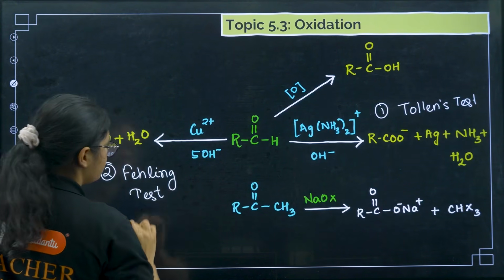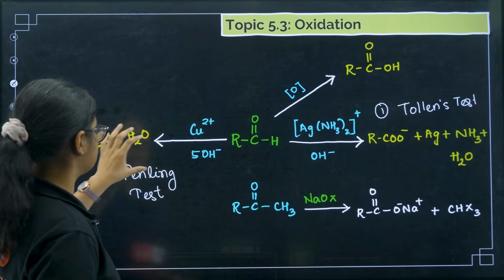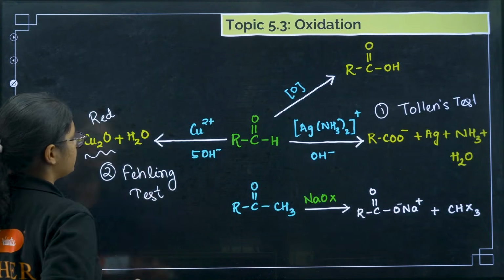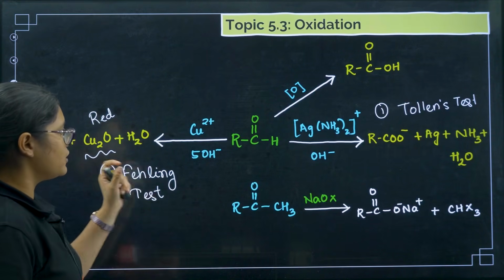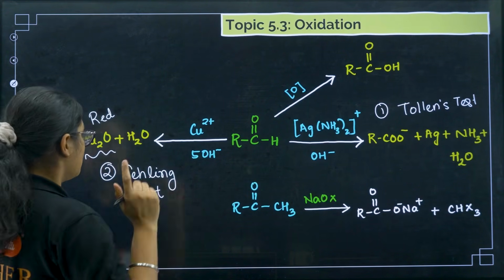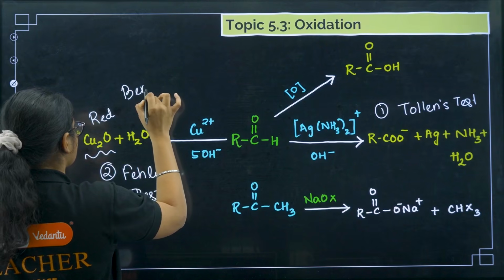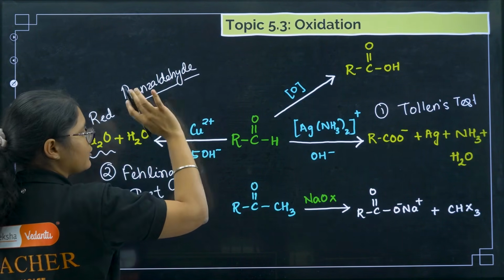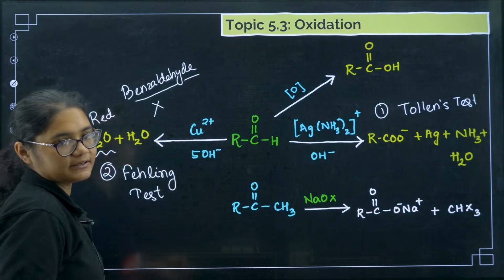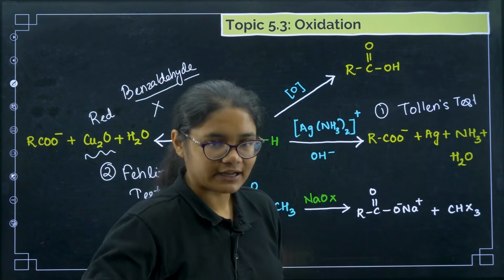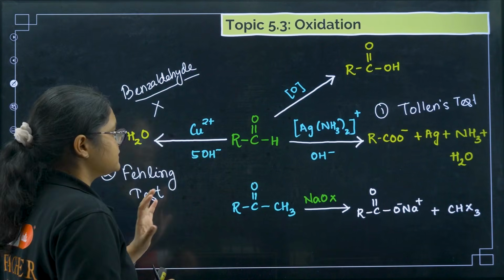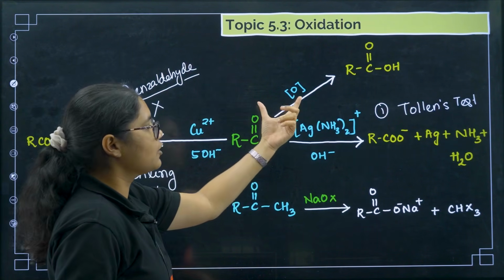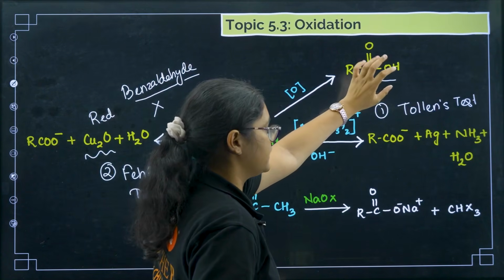Now when you take this, you get Cu2O. The color of this Cu2O should be known, that is a red precipitate. One more thing: all aldehydes will show this reaction, except benzaldehyde. Benzaldehyde, or any aromatic aldehyde, does not show Fehling's reaction. The reason for this I will tell you after some time. Next, you can do strong oxidation to give you acids.